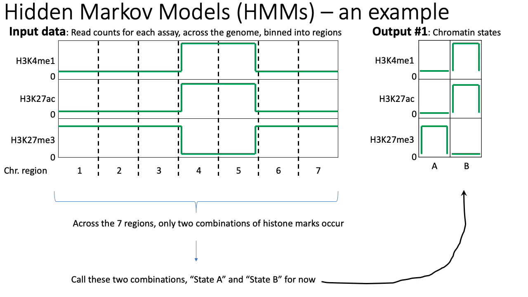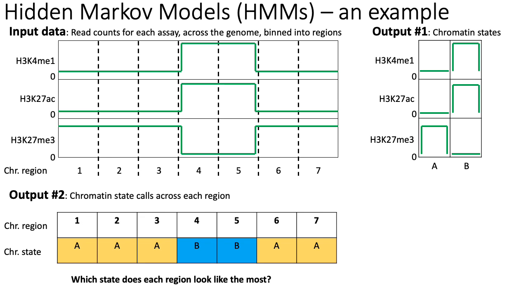So in one case, you can see that only K27 trimethylation is observed. So that seems to occur in chromosome regions 1, 2, 3, 6, and 7. And in the other case, you see K4 monomethylation and K27 acetylation. And you see that combination of marks in regions 4 and 5. And so a hidden Markov model basically would look at these signal tracks and tell you that it saw 2 different unique chromatin states across the entire genome.